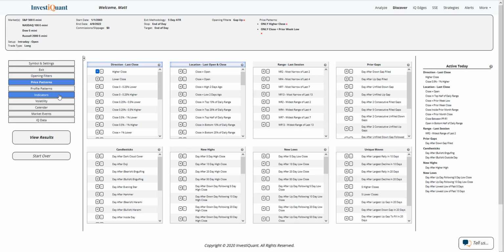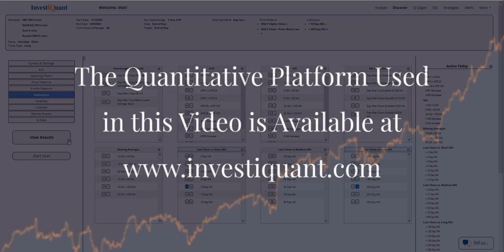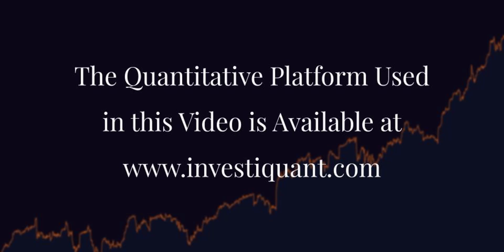The last thing I'm going to do is put us in a similar market environment. We closed below a 10, but above a 200-day simple moving average. And then I'm going to click view results.